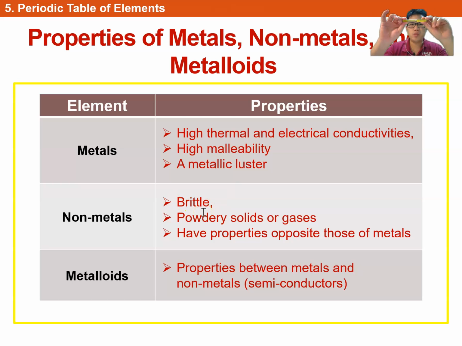Non-metal usually is very brittle, like carbon. If you try to bend it, it just cracks. Brittle, and usually in the powdery, solid, or gaseous state. All the properties are totally opposite to the metals. Metalloid, as I mentioned, has properties somewhere between the metal and non-metals, and we call them semiconductors.